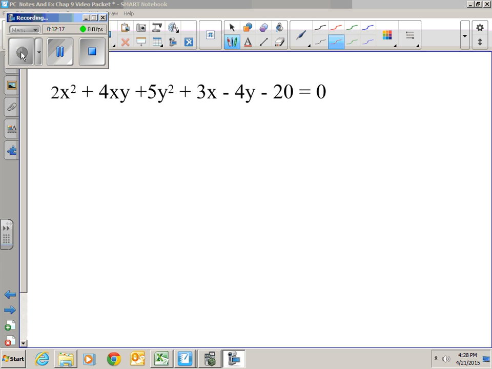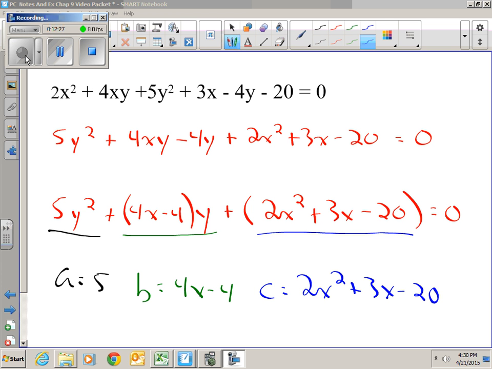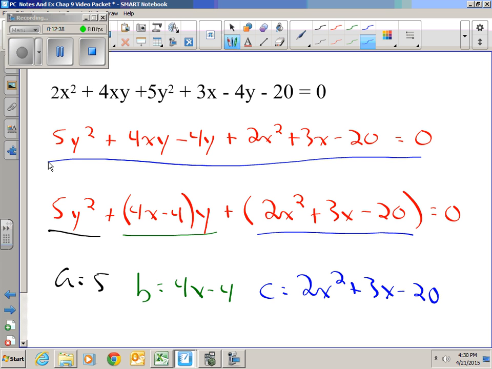Okay, here's a second one. Why don't you guys try that one on your own? You're going to solve that for y. Okay, if you solve this for y, you're going to put this in quadratic form. When we do that, you're going to first write everything out in order here. Starting with my highest y term, which is y squared, plus 4xy minus 4y, plus 2x squared, plus 3x minus 20. And then looking here, my a term is 5y squared, so a is 5.